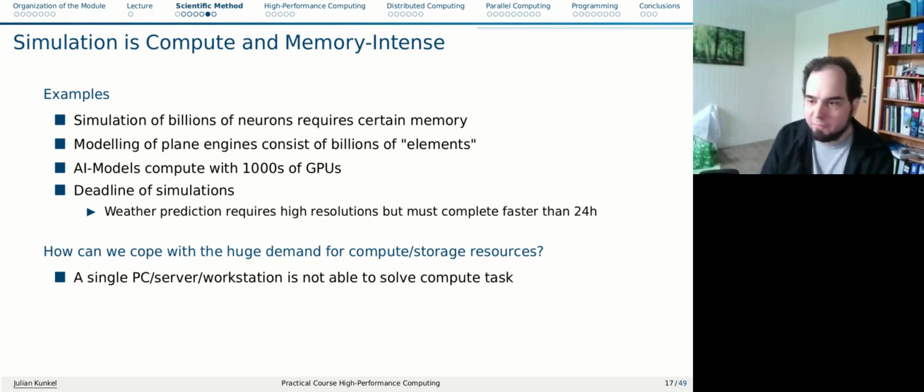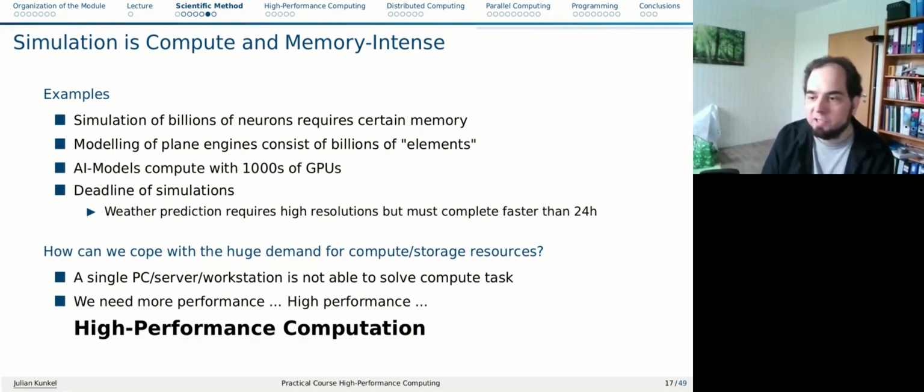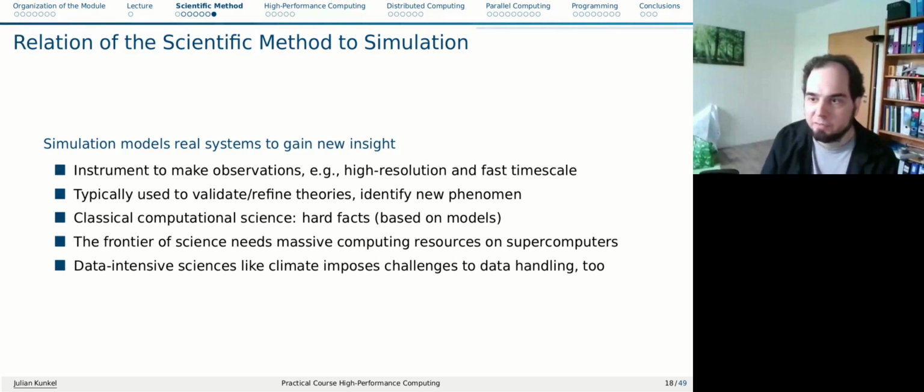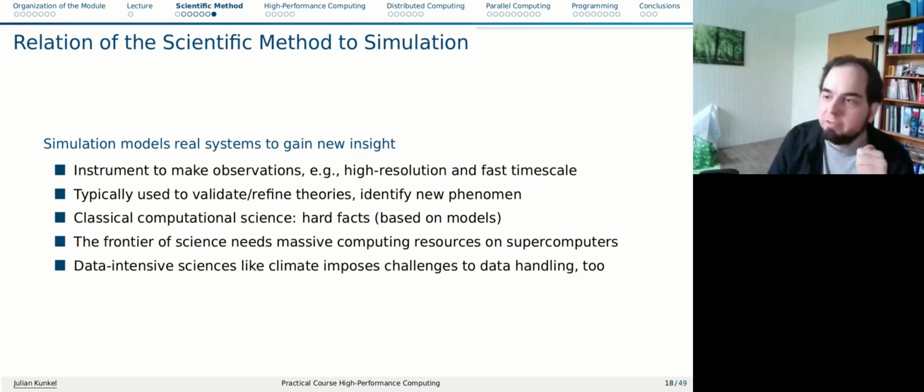Now, the problem is how can we cope with this huge demand for compute and storage resources? A single PC, server, or workstation is not able to solve such compute tasks. So you need performance, and then you need high performance, and that is why we need high performance computation, which is what we are doing as part of this course. So how is the scientific method related to simulation? Let me recap that. The simulation allows me to model real systems to gain new insight. It can also be, what I didn't mention, a real instrument, by the way.